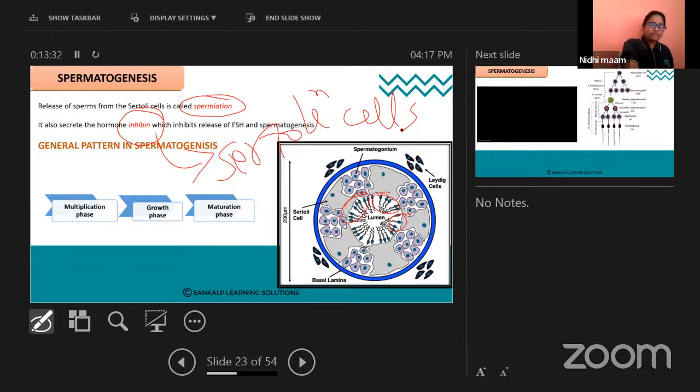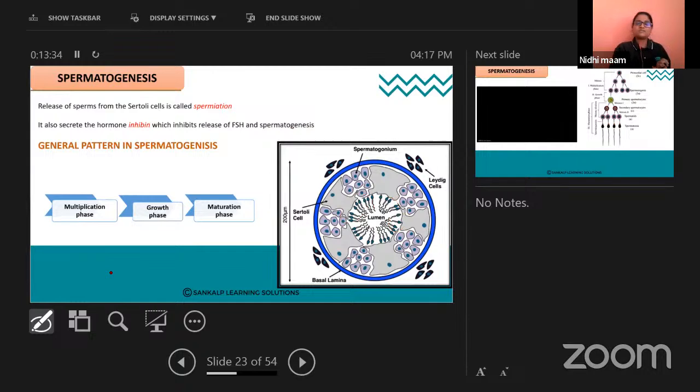Now, when we consider the pattern of spermatogenesis, ಒಂದು stages ಗೆ ಬಂದಾಗ, as I said, we have 3 phases: multiplication, growth and maturation. Let us learn how these phases will proceed. And here you are going to see, my dear boys and girls, ಇಲ್ಲಿ ಏನ್ ಕಾಣಿಸ್ತಾ ಇದೆ ಅಲ್ವಾ? So this is a TS of a seminiferous tubule.